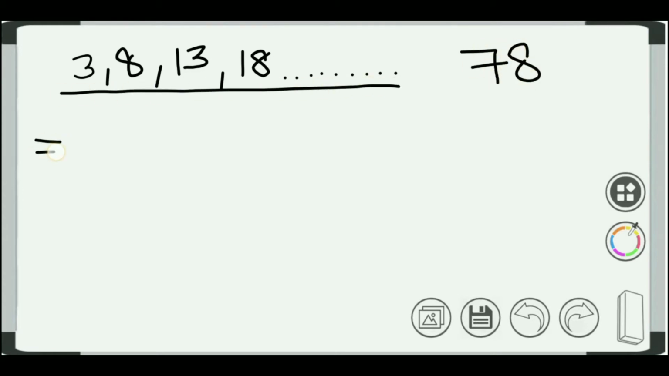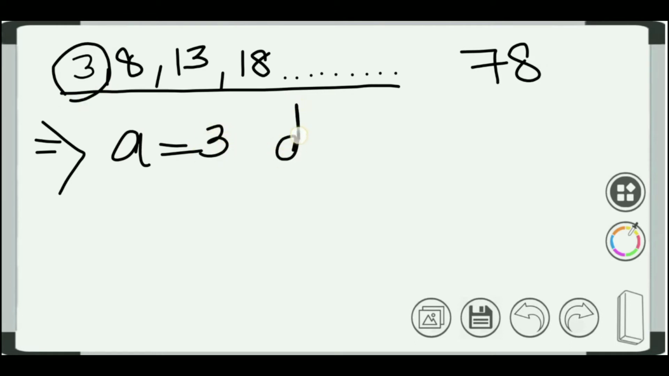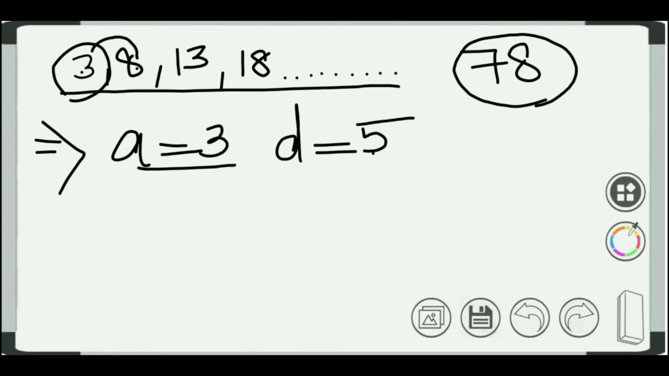First of all, you need to write the given details. Given is a, the first term, which is 3. Do you know what d is? Common difference: any term minus the preceding term. 8 minus 3 is 5, so the common difference is 5. You have one more piece of information given, that is 78. What is 78? It is an, because we need to find which term is 78.